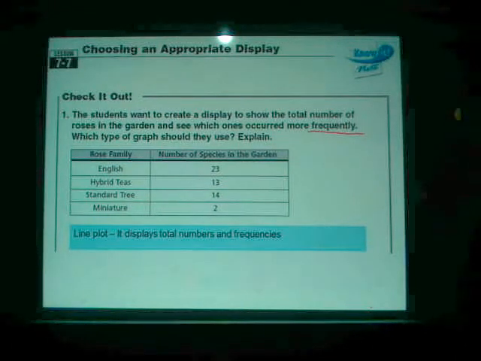And even though none of the numbers repeat in the table, they are asking about frequencies. Frequencies always show up with a line plot. Again, that taller bar of X's is always going to represent which one shows up the most often. So indeed, line plot is going to be the winning answer here because it displays total numbers and frequencies.